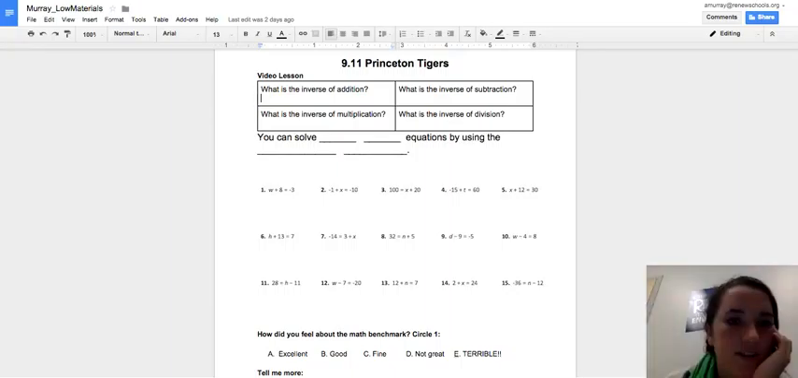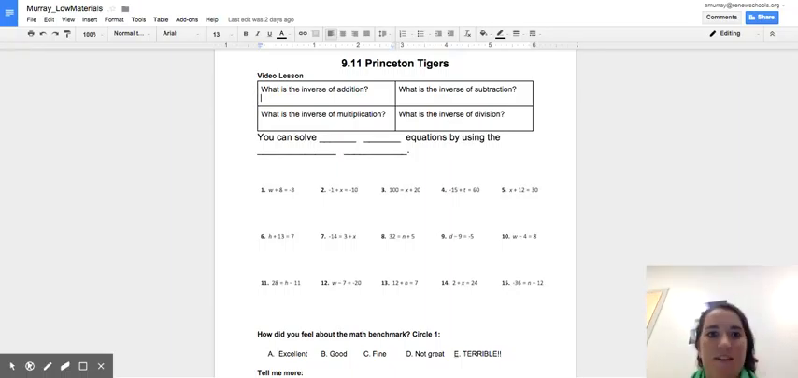Princeton Tigers. So today we're going to be reviewing one-step equations again. First question says, what is the inverse of addition? Right, the inverse of addition is subtraction. Next question, what is the inverse of subtraction? How can we undo subtraction with addition?